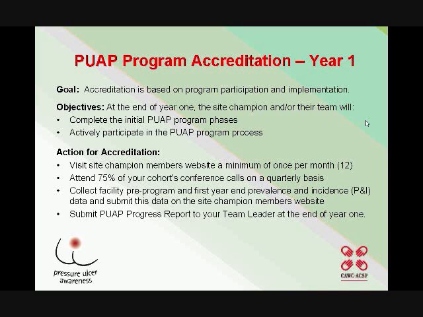This is really important because it connects you with tips and tricks and the latest information that we have to offer. You need to attend 75% of your cohort conference calls on a quarterly basis. You need to collect the pre-program and the first year-end prevalence and incidence data and submit it to the site champion member's website. And you also need to complete a progress report and submit it to your team leader.